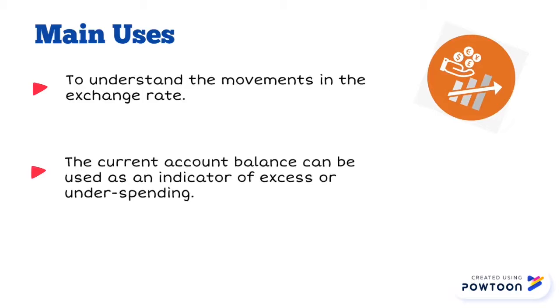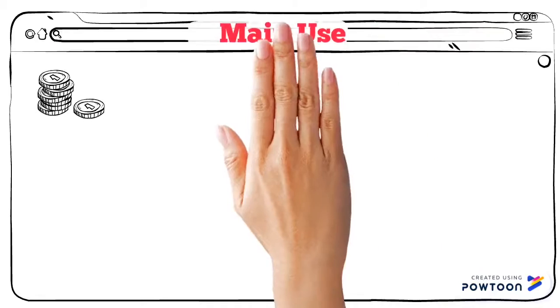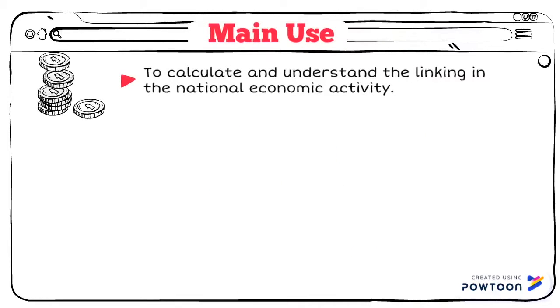The current account balance can be used as an indicator of excess or underspending, and the financial account can be used to analyze vulnerability to external shocks. And finally, the main use is to understand the linkages in national economic activity.